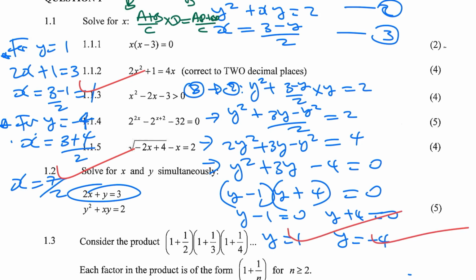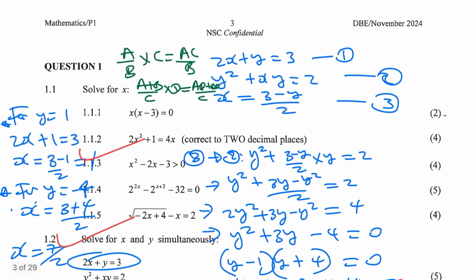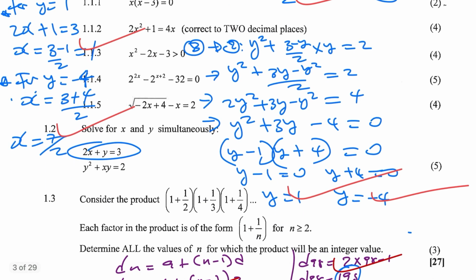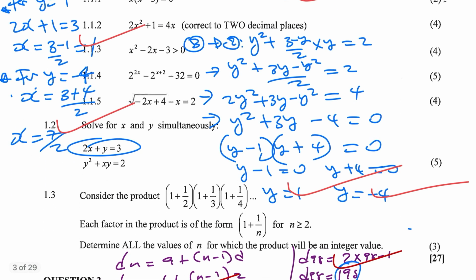How many marks? It's 5 marks. Yeah. So you get a mark, a mark, a mark, and a mark, and you get a mark for equation 3. That's how you get your 5 marks here. So it's 1, 7 over 2 and 1, negative 4.